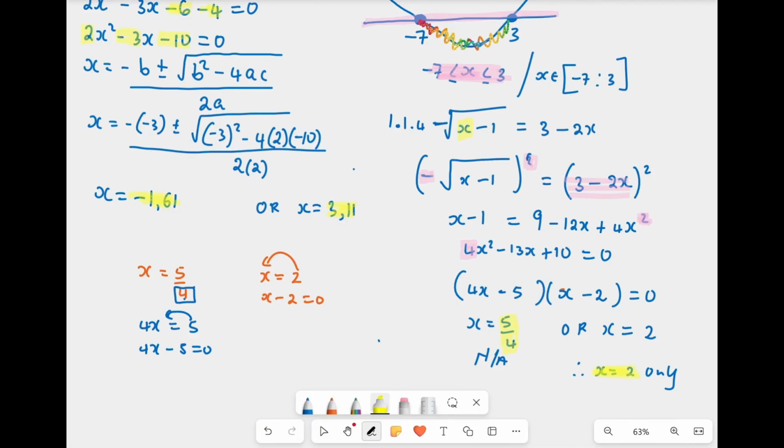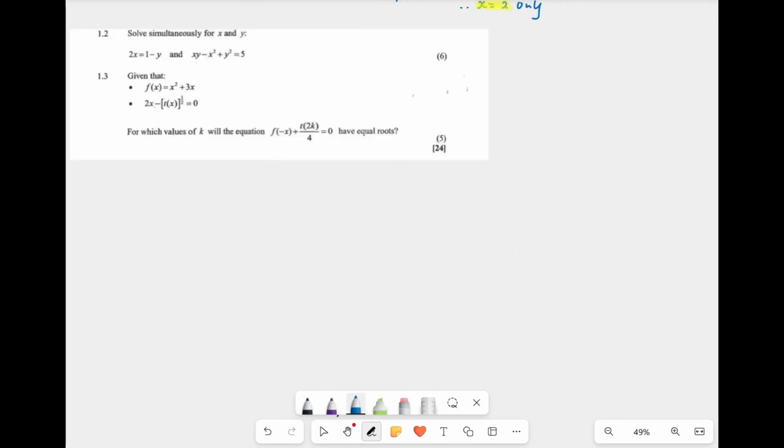So now let's move to 1.2. In 1.2, we are required to solve for x and y simultaneously. So we are given two equations. Equation 1 is 2x is equal to 1 minus y. This is our equation number 1. We are also given equation number 2 as xy minus x squared plus y squared is equal to 5. This is equation number 2.